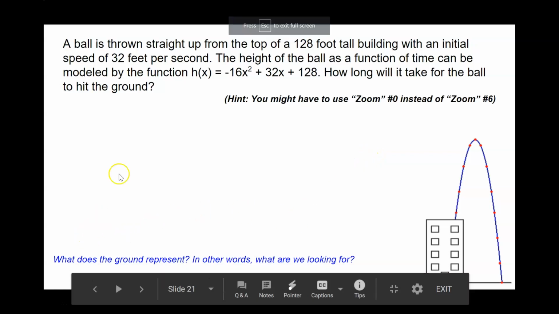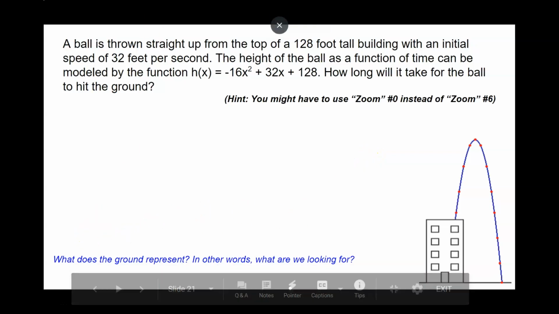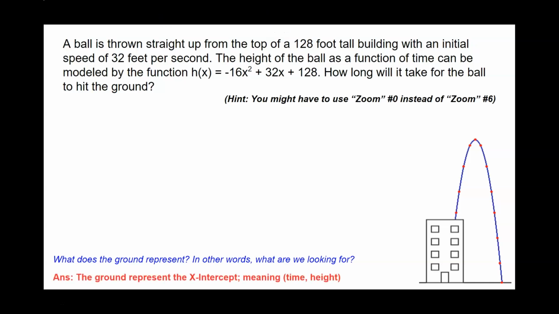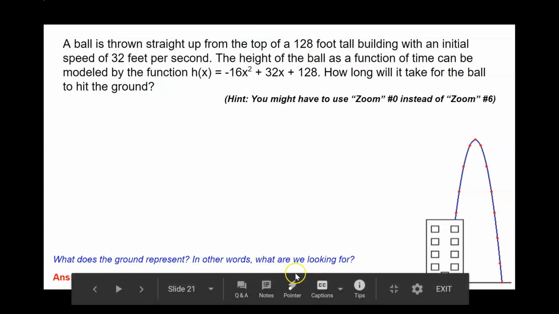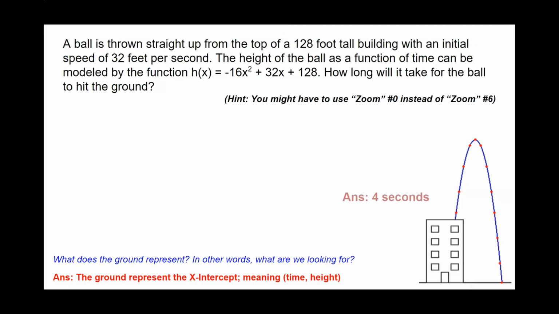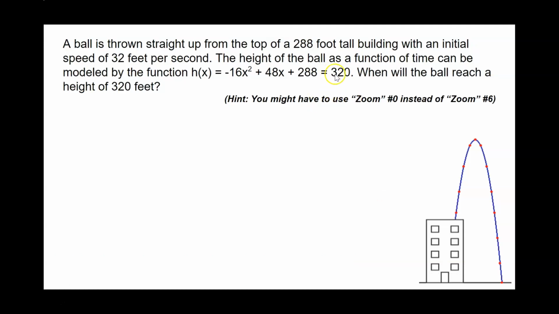So the question asks, what does the ground represent? In other words, what are we looking for? We're looking for the ground when it represents the x-intercept, meaning the x will be the time, and then the y would actually be the height. And 4 seconds was the time. So here's the other part of the question, when would the ball reach the height of 320? So we want to know at a height of 320, what time will the ball reach it?